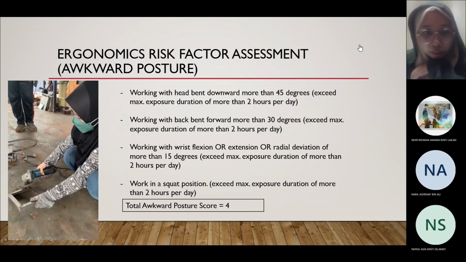For this project, we have chosen a work task of the binding process. This task was executed during the internship program at the company. This is a figure of the worker during task execution. The worker has been doing the task in an awkward position for a long duration. This is an assessment for the worker's awkward position. This posture will lead to lower back pain injury as the work takes more than 2 hours per day.